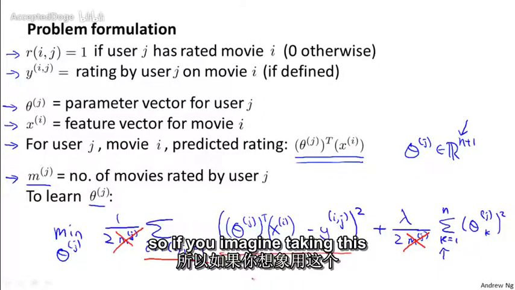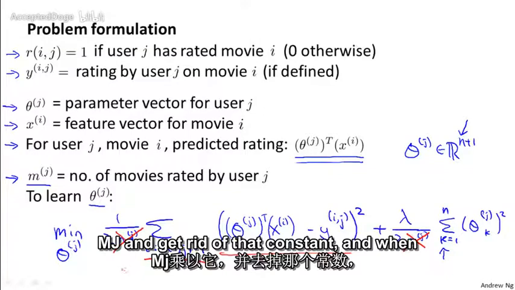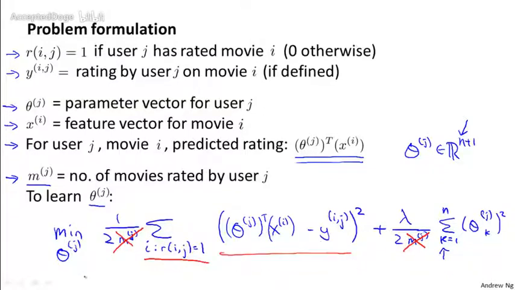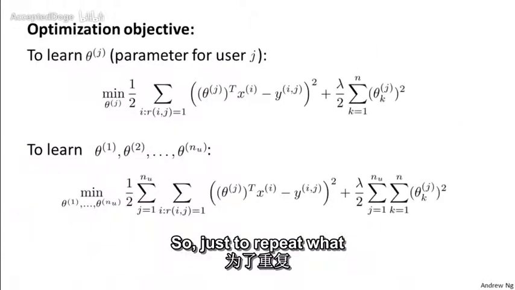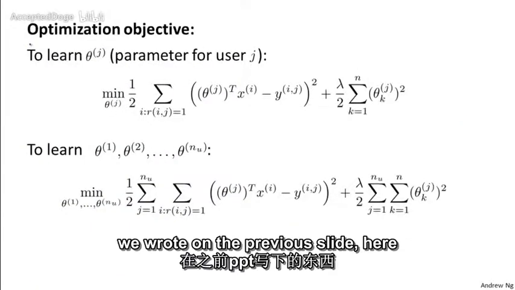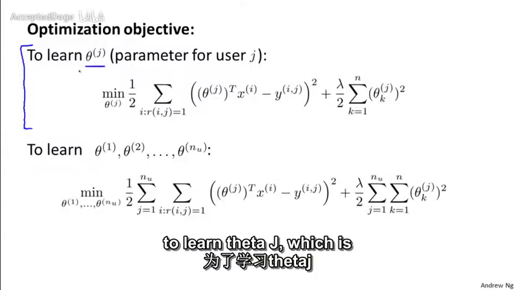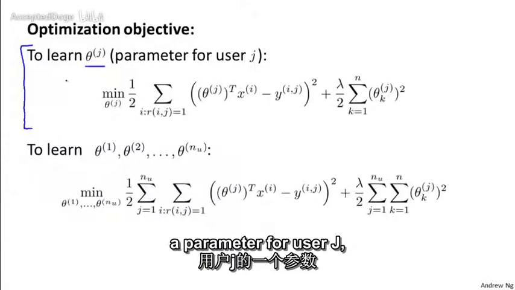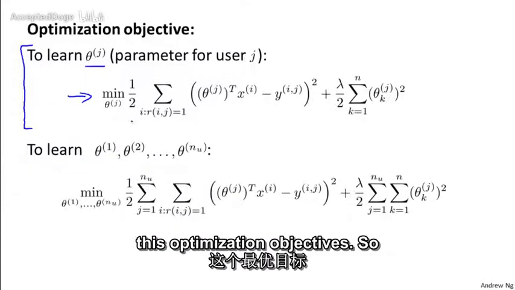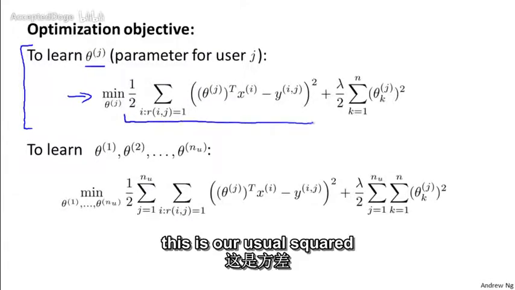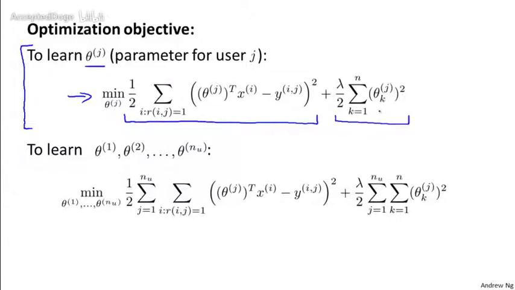If you imagine taking this whole expression and multiplying it by mj to get rid of that constant, when I minimize this, I should still get the same value of theta j as before. Just to repeat what we wrote on the previous slide, here's our optimization objective. In order to learn theta j, which is the parameter for user j, we're going to minimize over theta j this optimization objective. This is our usual squared error term, and then this is our regularization term.